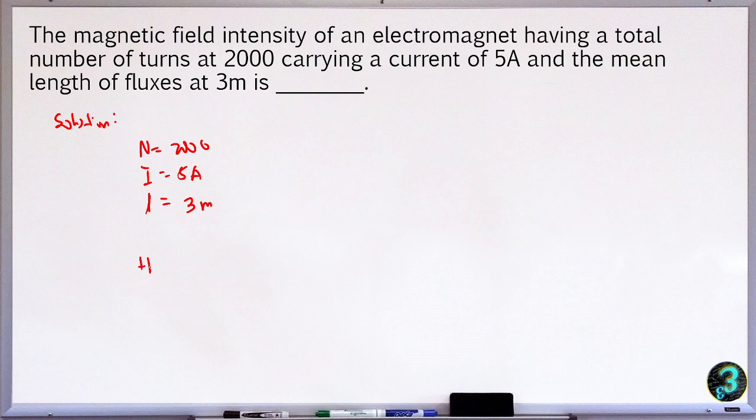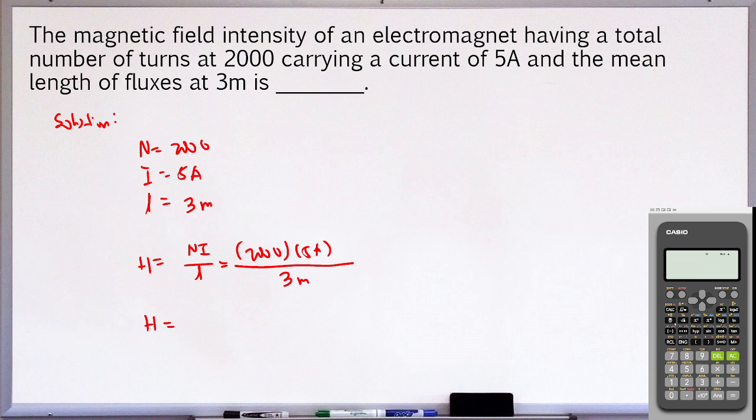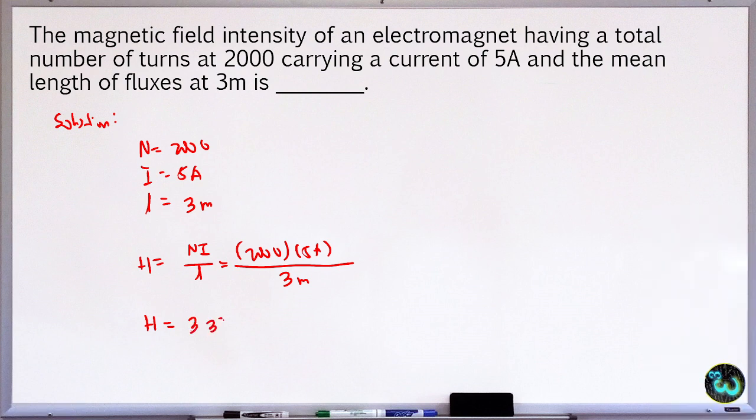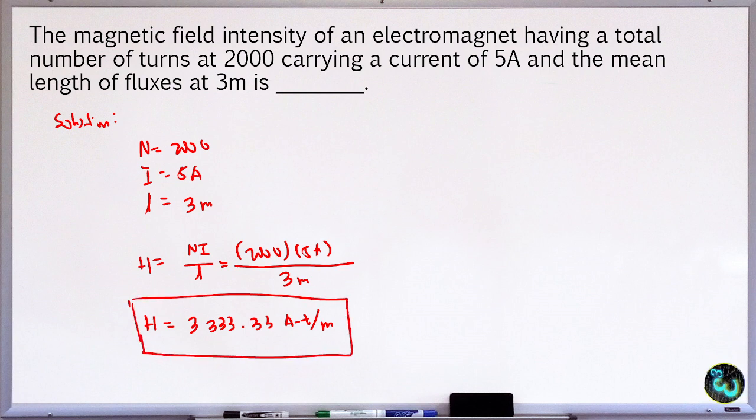Okay? So yung H, that is equal to NI over L. So we have 2,000 times 5 amperes over 3 meters. So we have 2,000 times 5 over 3. Okay. So you have 3,333.33, no? So 3,333.33, and the unit is ampere turn per meter. So ito na yung ating magnetic field intensity.